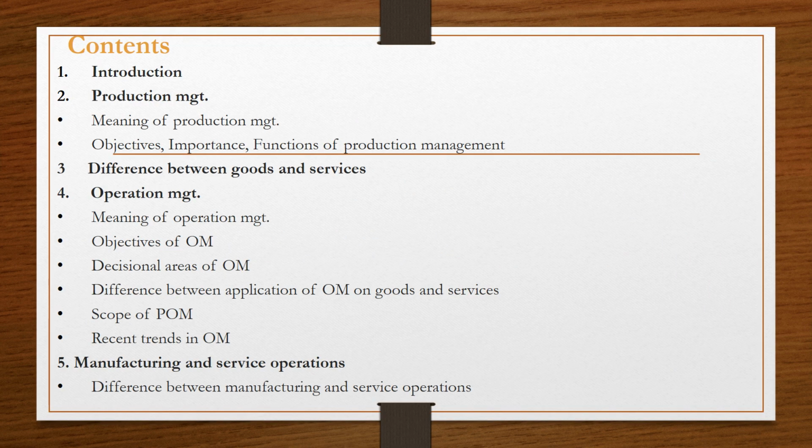As far as the first unit is concerned, it consists of different topics, like Introduction to Production Management, the basic difference between goods and services, what is operations management, what is productions and operations management together, and what are manufacturing and service operations, etc. And the same things we'll be studying in quite a detail.